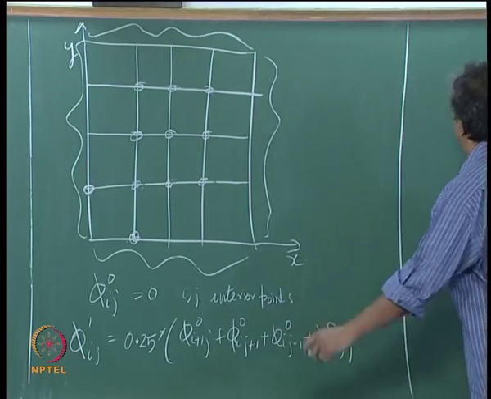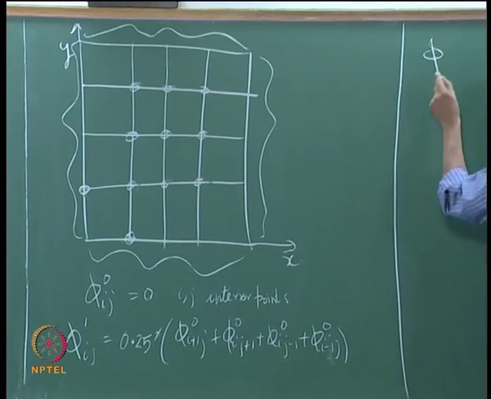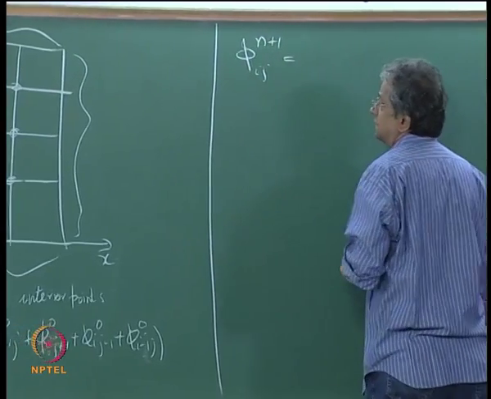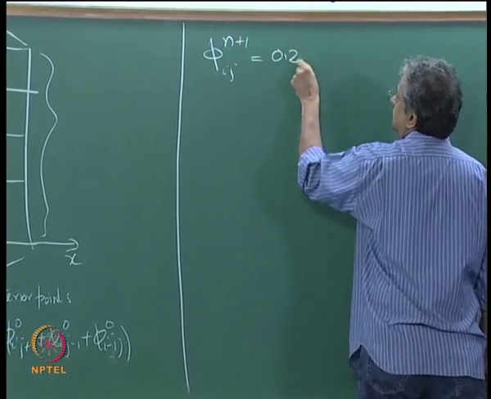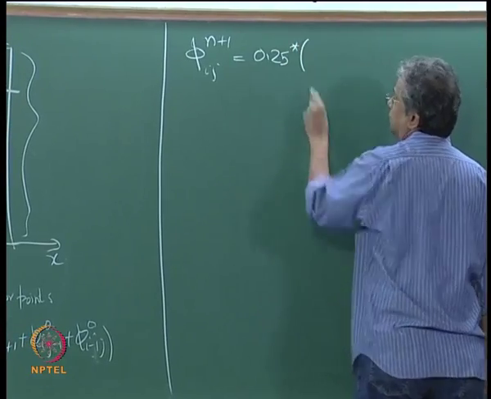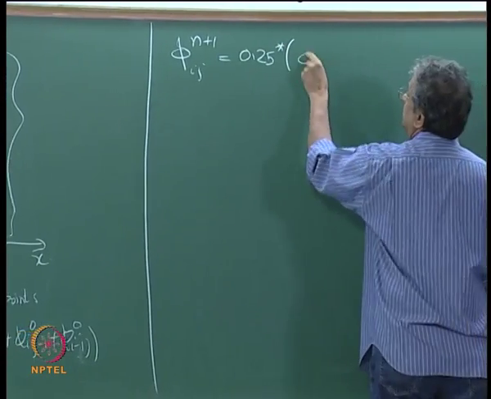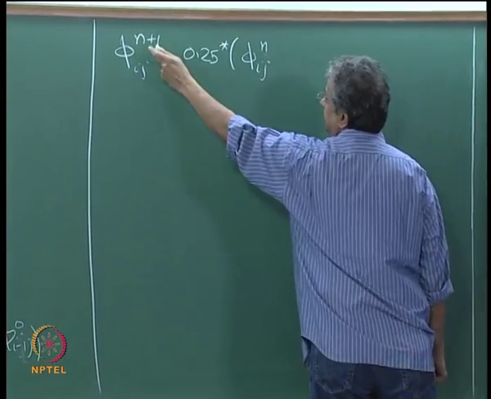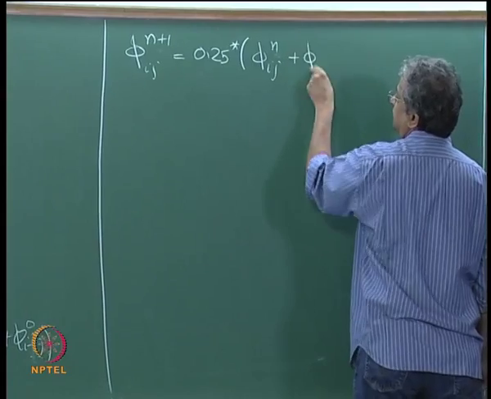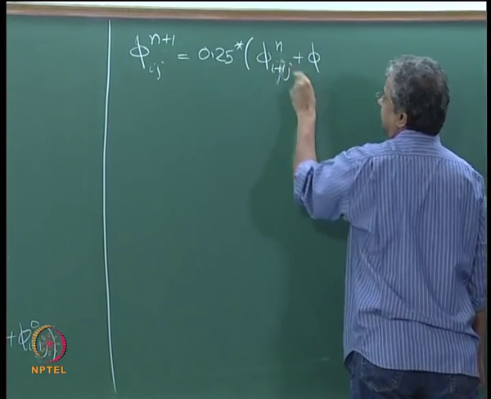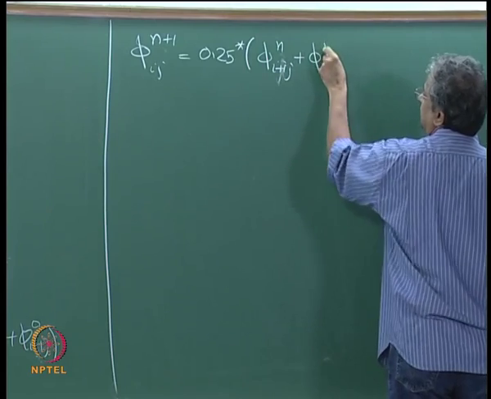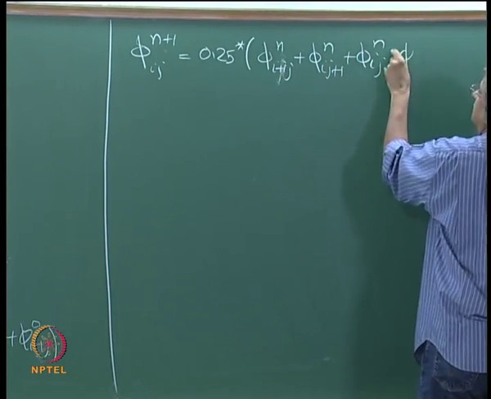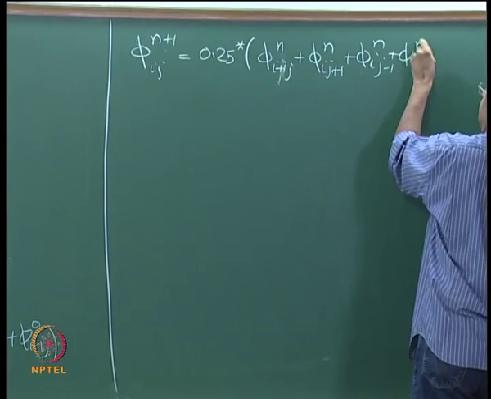So in general, we can write phi ij n plus 1 is, this is the relaxation scheme that we are talking about, at the nth one. So we get n plus 1 from the nth one: 1/4 of phi i plus 1 j n plus phi ij plus 1 n plus phi i j minus 1 n plus phi i minus 1 j n.